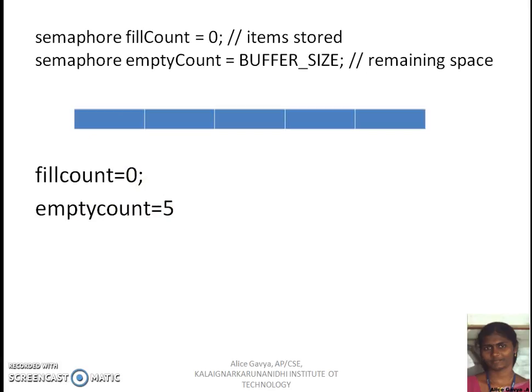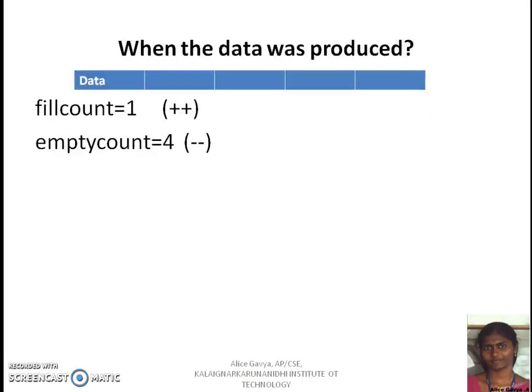So fill count is a variable that is used to refer to the number of items currently present in the buffer, and empty count is a variable that is used to refer to the free slots in the buffer.